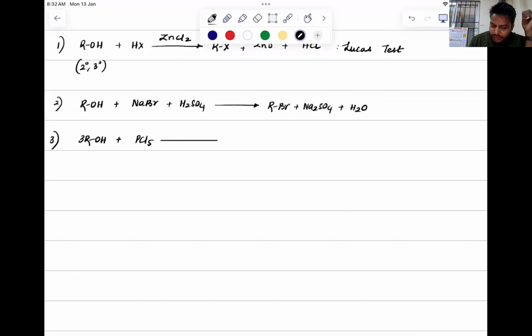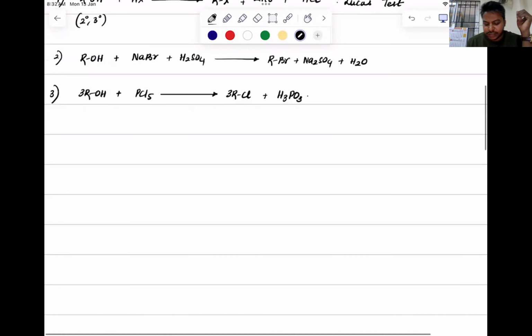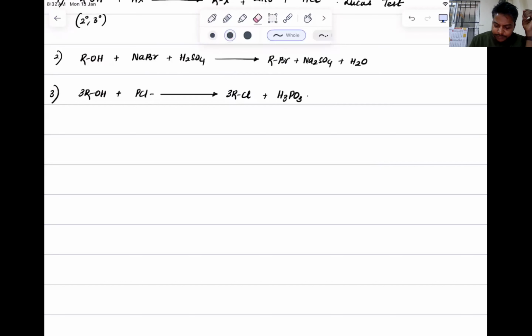Next, 3 moles of alcohols plus PCl3 will give 3 moles of RCl plus H3PO3, right? So this is a standard reaction. Again, sorry, this is PCl3, I'm sorry. This is PCl3. So this is a standard reaction, again, given in NCERT. So to convert alcohol into alkyl halide, this is the reaction we can use.